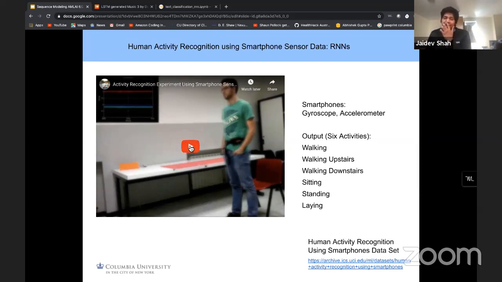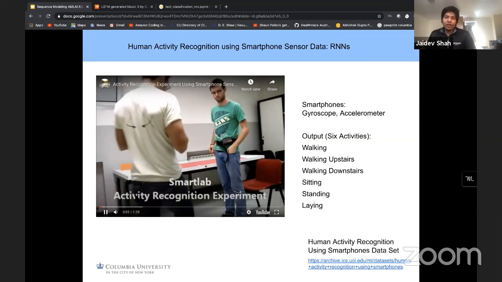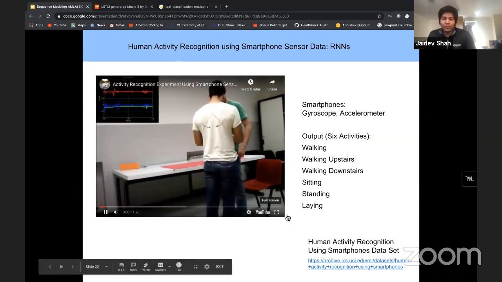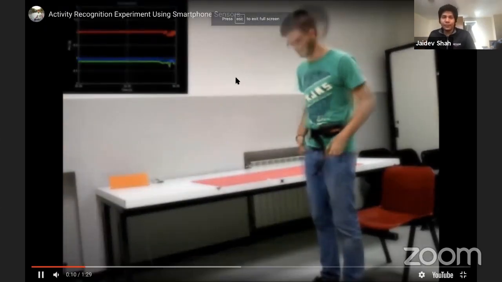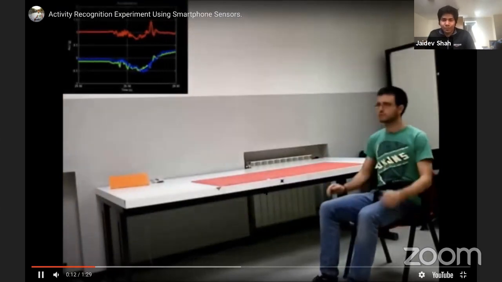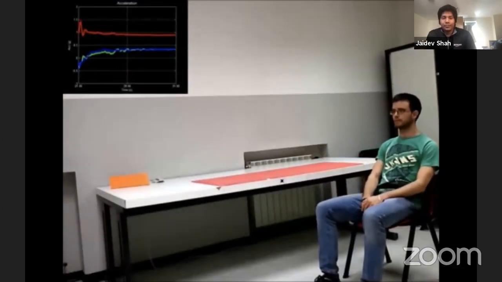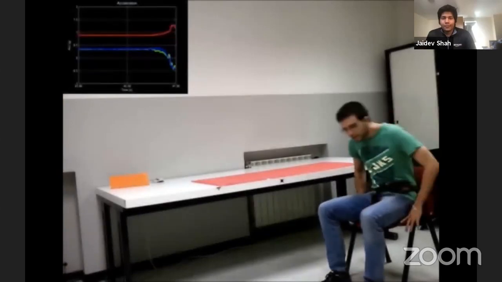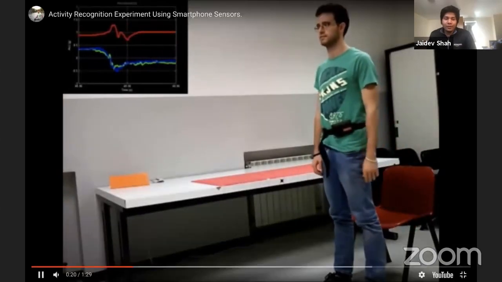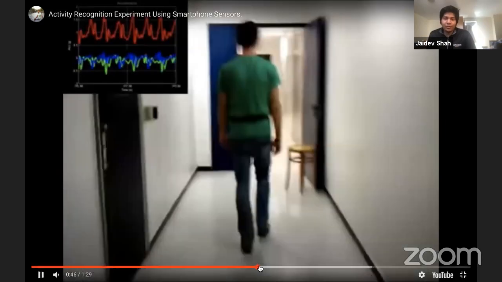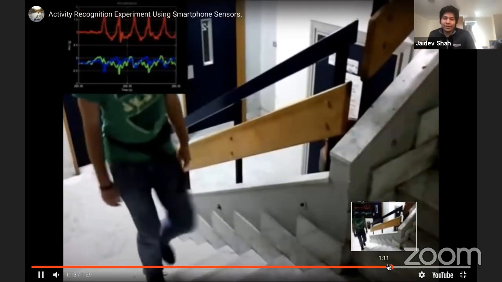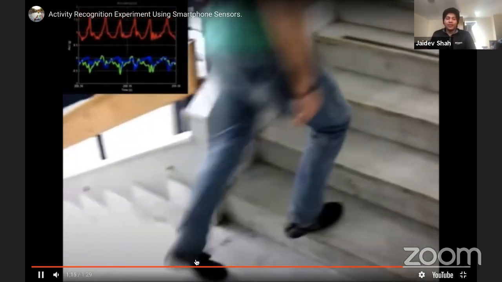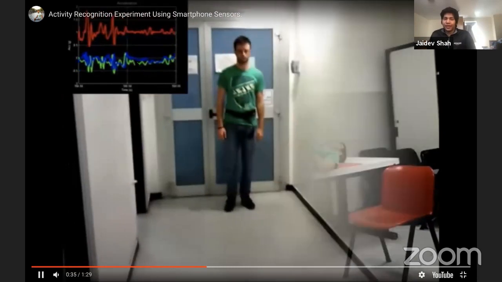So what these researchers did was put the smartphone in a pouch and made a person walk and do all sorts of tasks. And they recorded the sensor readings simultaneously. So lying down, walking, going down a flight of stairs, up a flight of stairs. These are all different activities. And you can see how the sensor readings are changing as he does these.